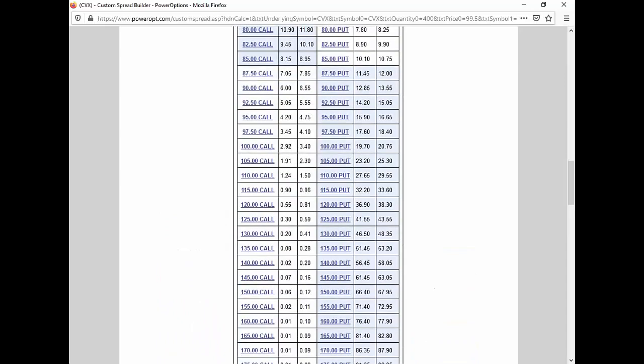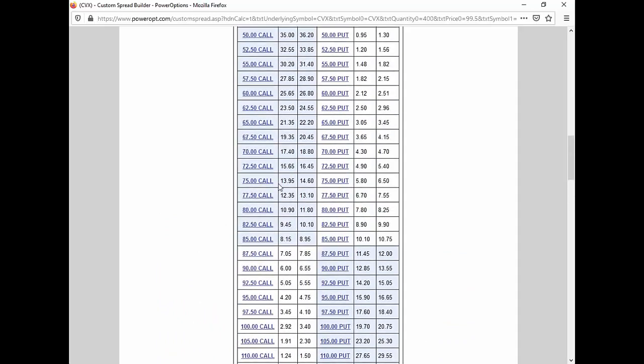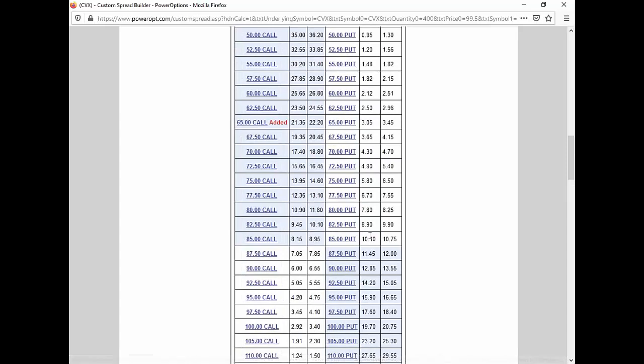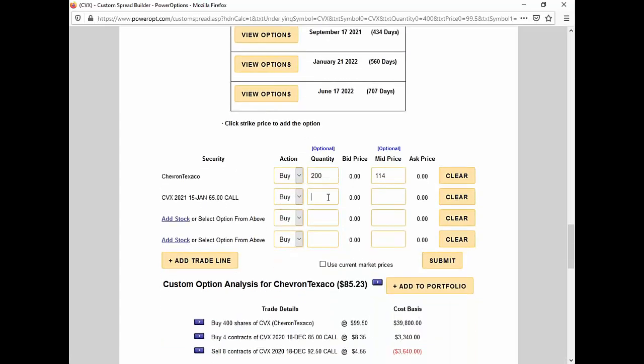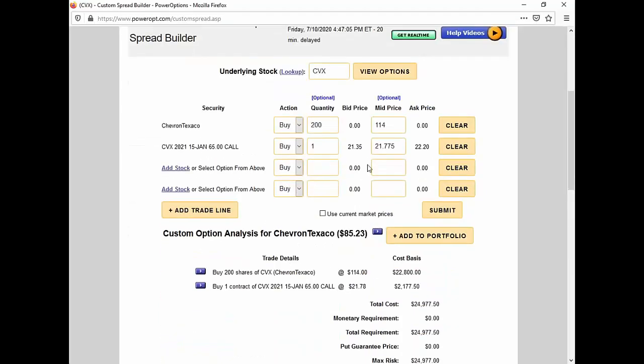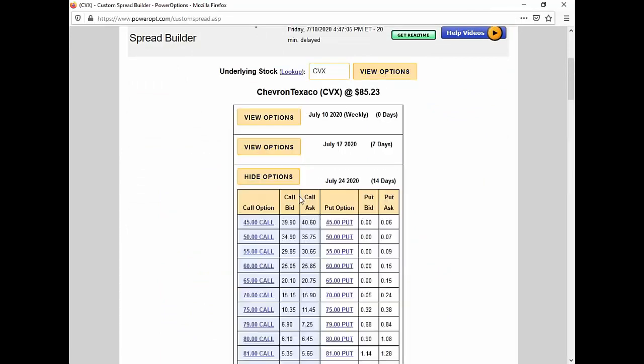So we're talking about now, you said something for $22. So I guess we're in this range, 65 call here for $22. We're going to buy one or two of those. Just say one. All right. Now, what I want to do to generate income with the stock at 85 is I'm going to sell near term. Let's go 14 days.